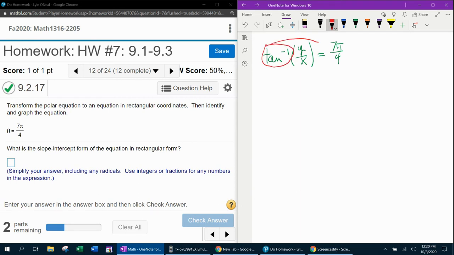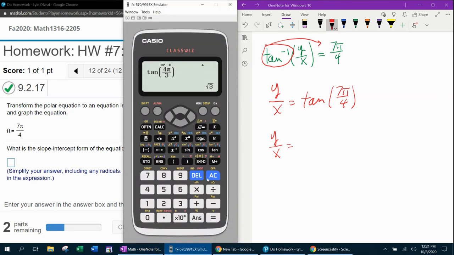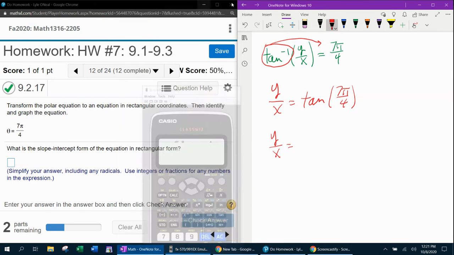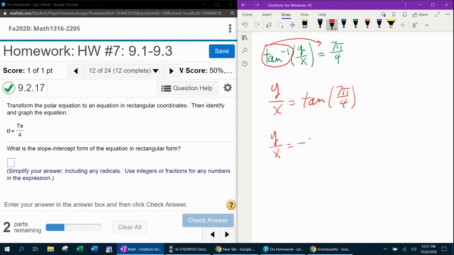So we're going to move the inverse tangent over. That's going to give us y over x equals, and that'll become tangent of 7 pi over 4. That's going to give me something that I can calculate, and I'm going to use my calculator for that. Here we go. Tangent of 7 pi over 4. And I think that's going to be -1. Let's see. Yep, -1. And so this is going to calculate to be -1.